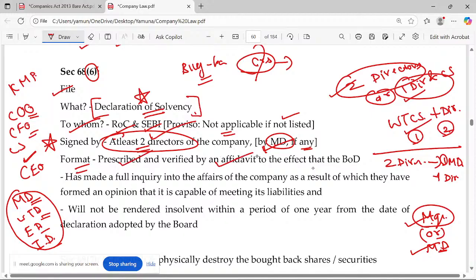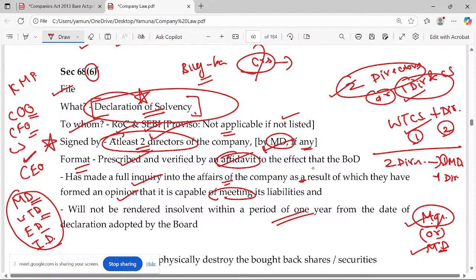It should be verified by an affidavit. Affidavit in the sense that it's a declaration given saying that he has made a full inquiry into the affairs of the company, and as a result, they have formed an opinion that it is capable of meeting its liabilities. See, this is about the declaration of solvency. In the future, we'll meet the liabilities. For how many years? Within 1 year, we will not go insolvent, which means within 1 year we will definitely make up the liabilities. Is it okay? So if you are strong with this statement, then you can go for buyback of shares.